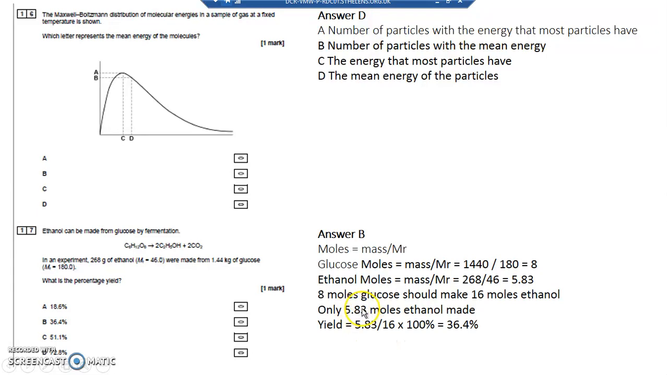So 5.83 moles is what I did make. 16 moles is what I theoretically could have made. And so I'll divide the smaller by the larger, times by 100, 36.4, and my answer is B.